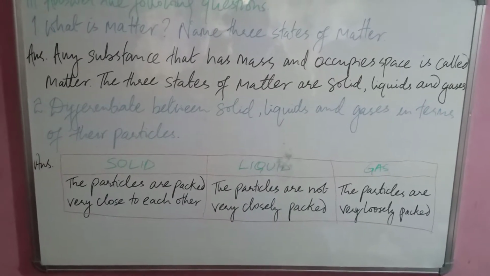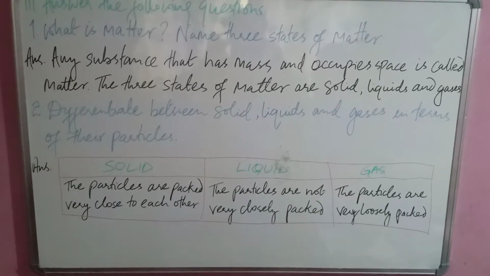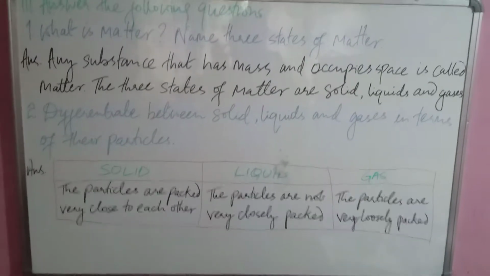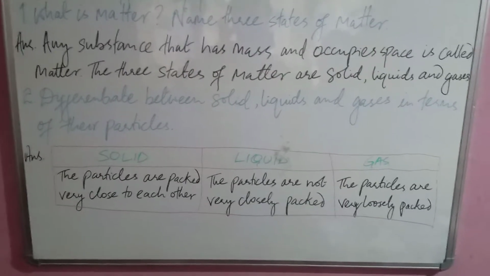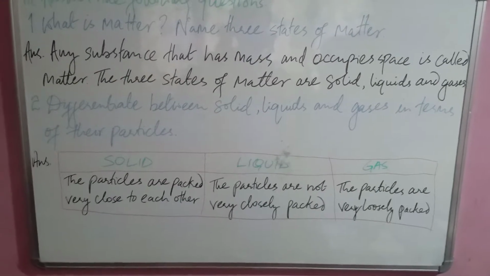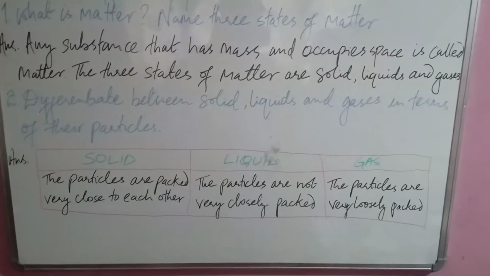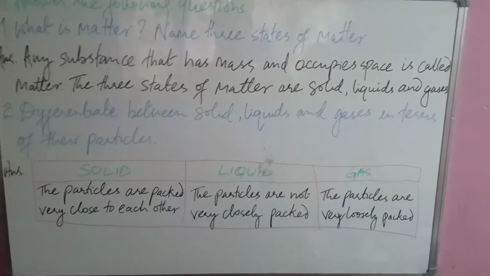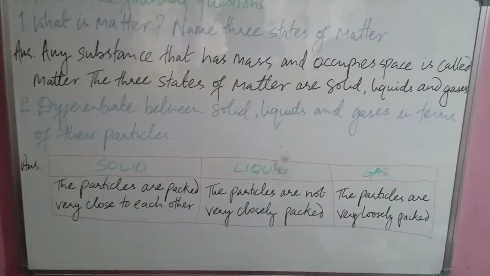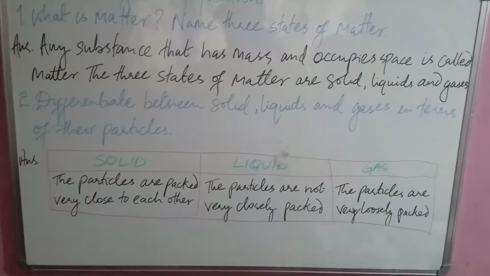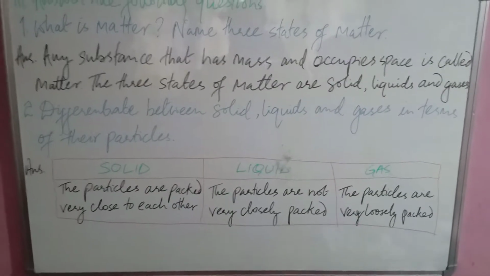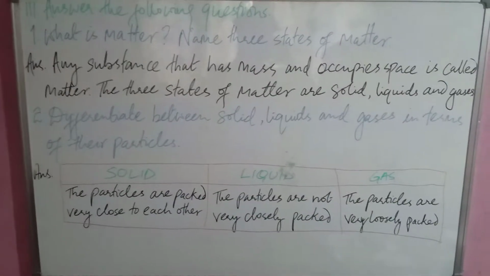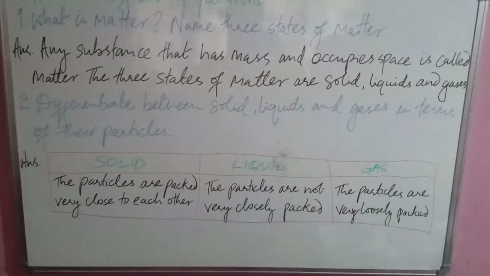And then question number 2, differentiate solid, liquid and gas in terms of their particles. So you have to make a column and row like this. Divide it into 3 columns: solid, liquid and gas. Inside solid you have to write, the particles are packed very close to each other. In liquid you have to write, the particles are not very closely packed, and in gas the particles are very loosely packed.